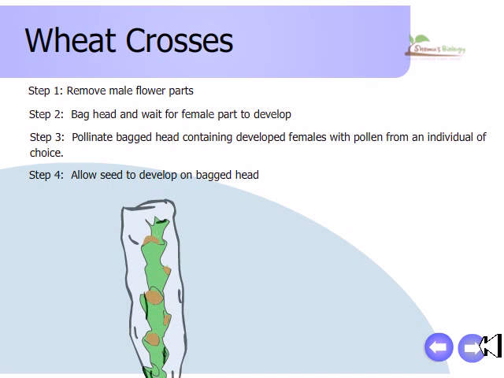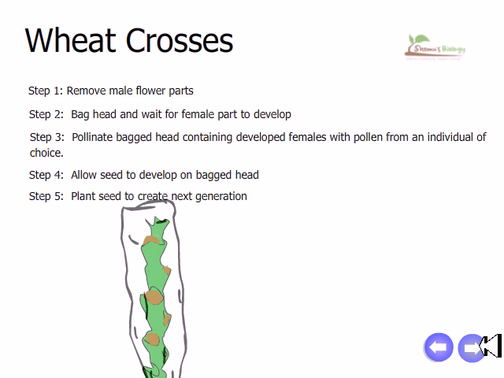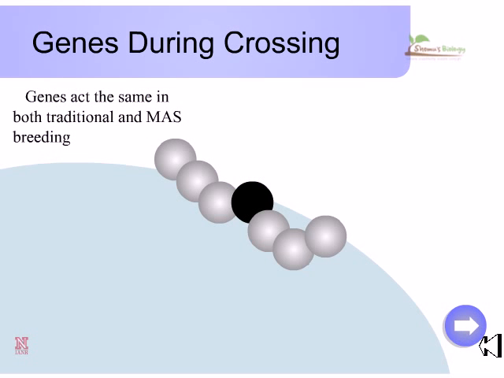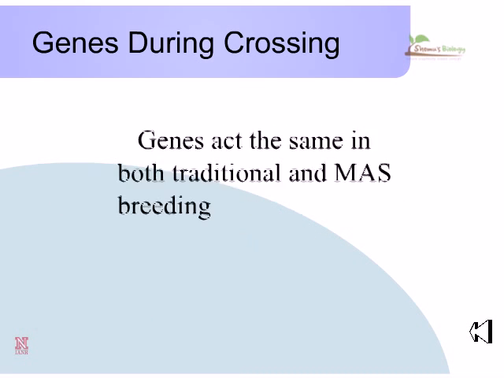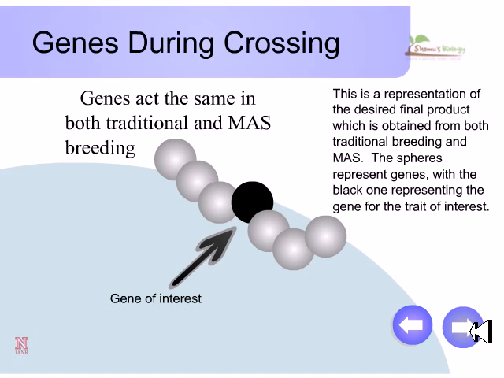Allow seed to develop on the bagged head. Plant the seed to create the next generation. The genes act the same in both traditional and MAS breeding. This is a representation of the desired final product, which is obtained from both traditional breeding and MAS. The spheres represent genes, with the black one representing the gene for the trait of interest.